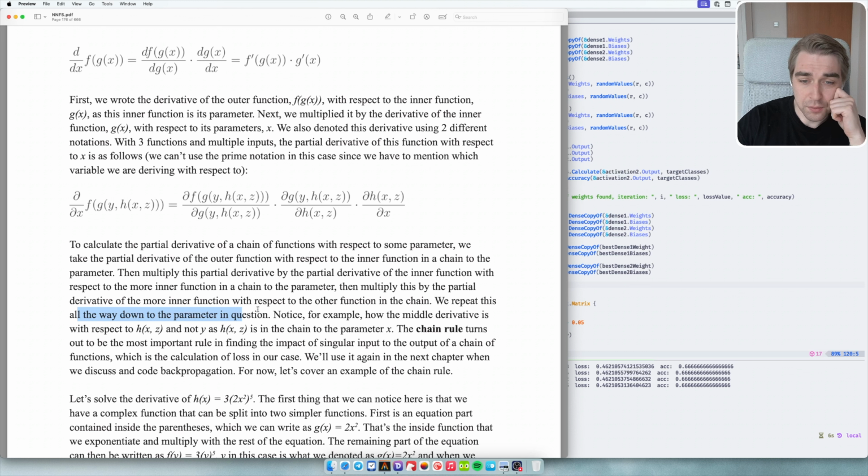Notice, for example, how the middle derivative is with respect to x, h of x, and not y.